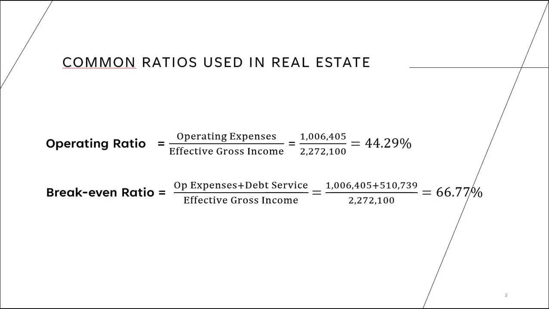Again, the operating ratio is calculated by dividing total operating expenses by effective gross income. In this case, you'll see the numbers pulled directly from the operating statement for year 1. That works out to be 44.29%. And just in general, that happens to be somewhere right in the middle.